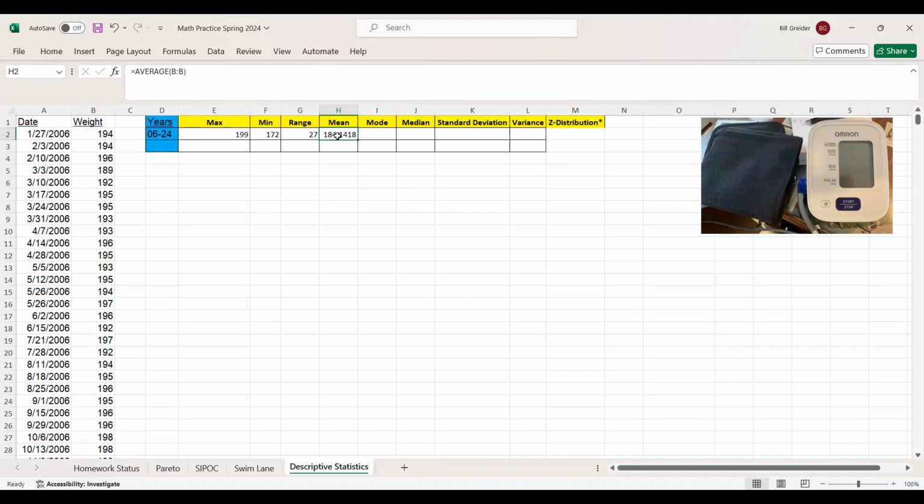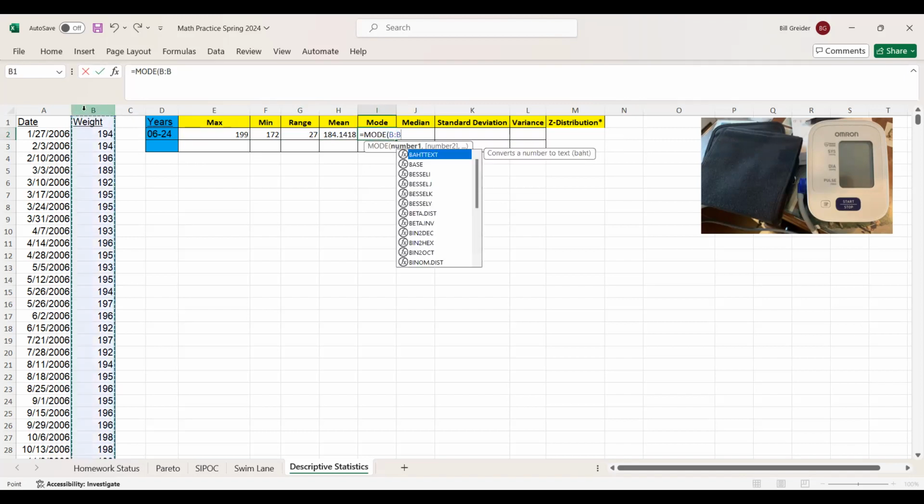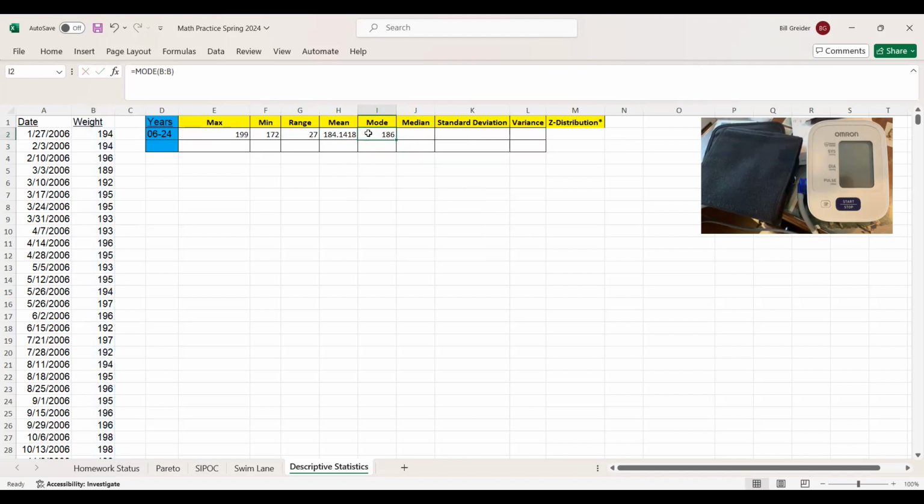Okay. Anybody idea what the mode is? Mode? Number in the center of the data set. All right. Or the one that happens the most often, okay? I think you're thinking of median, Brandon. Yeah. So let's do mode equals mode. Highlight it all. And this is the one that happens the most, 186.